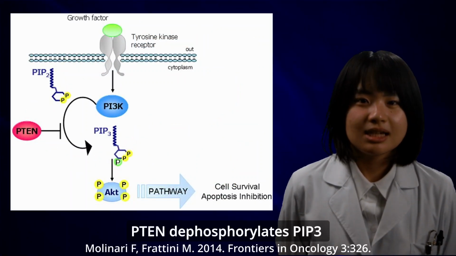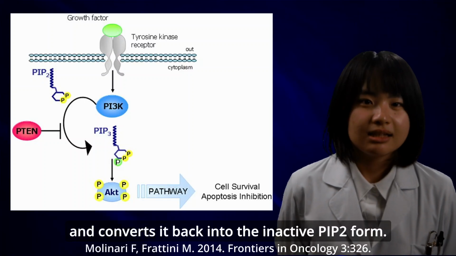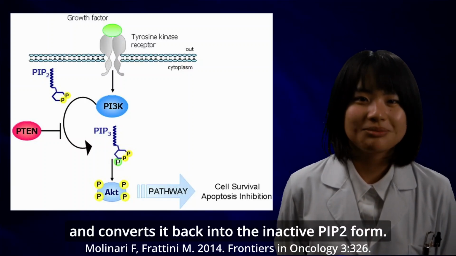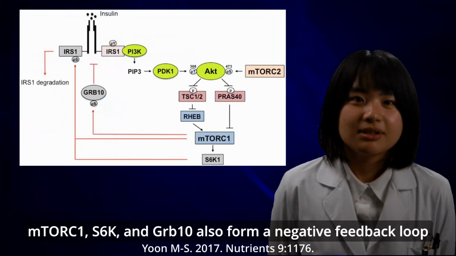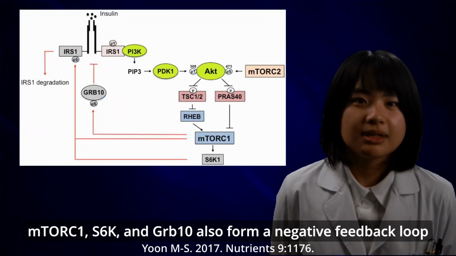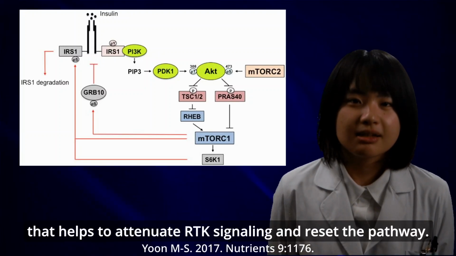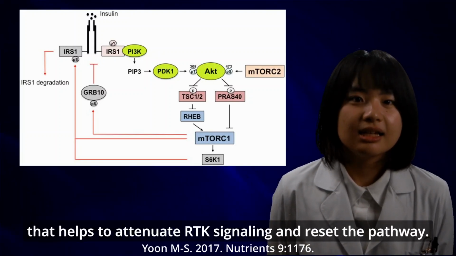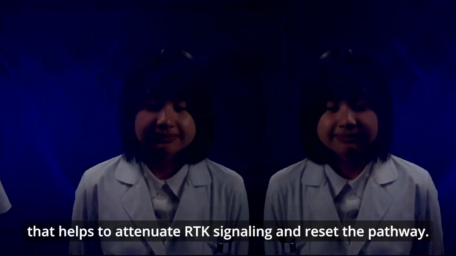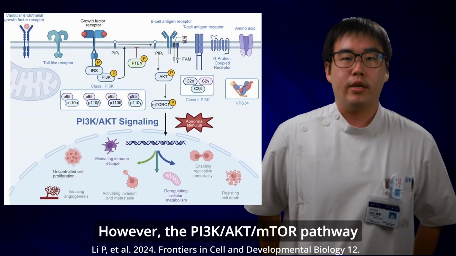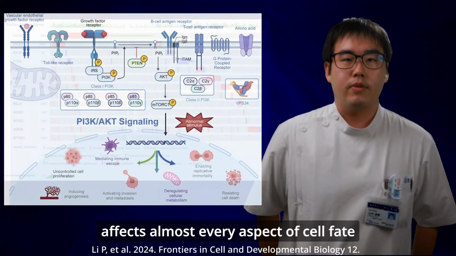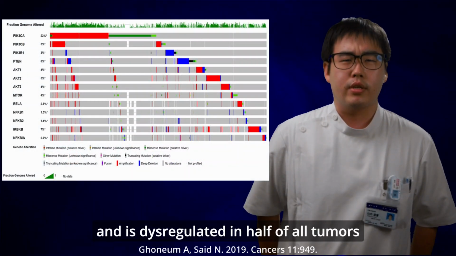PTEN dephosphorylates PIP3 and converts it back into the inactive form PIP2. mTORC1, S6K, and GRB10 also form a negative feedback loop that helps to attenuate RTK signaling and reset the pathway. However, the PI3K AKT mTOR pathway affects almost every aspect of cell fate and is dysregulated in half of all tumors.